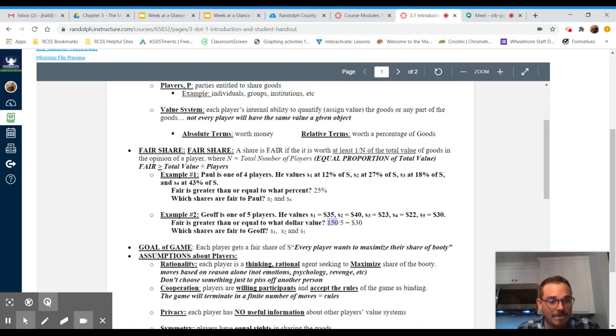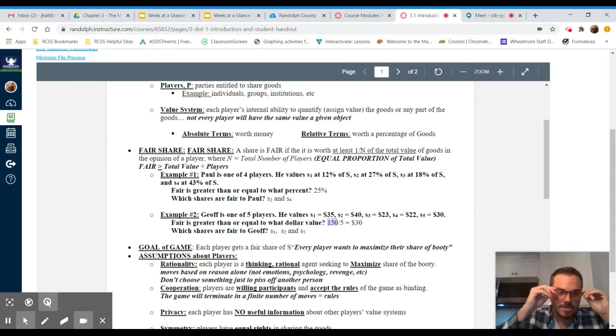Now we divide it by 5 so we can get an equal amount distributed. And so everybody's equal fair share would be $30, right? If I had $150, 5 people, divided 5 ways, the fair share would have to be $30. Well, the problem here is not everybody gets $30. So which shares are fair to Jeff? Well, S1 has 35, S2 has 40, and S5 has 30. So there's your fair shares.